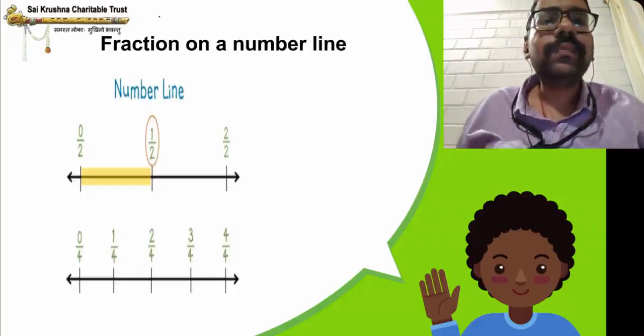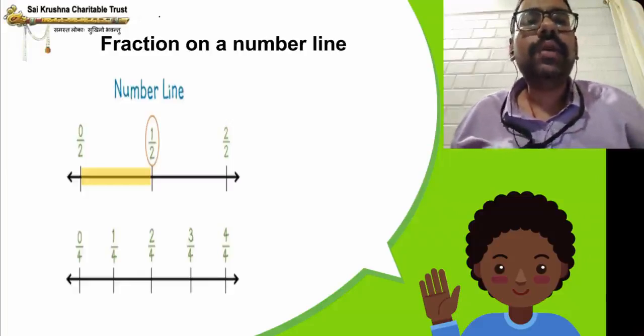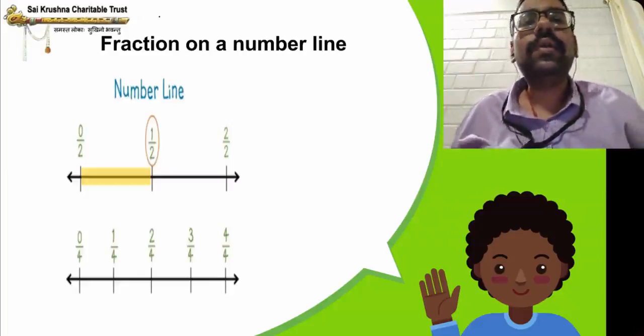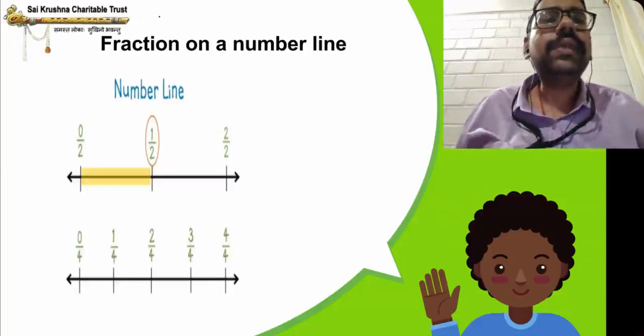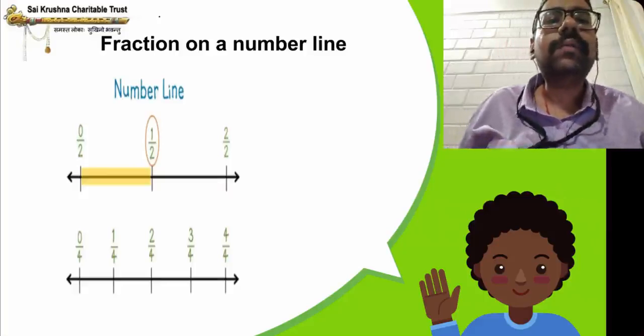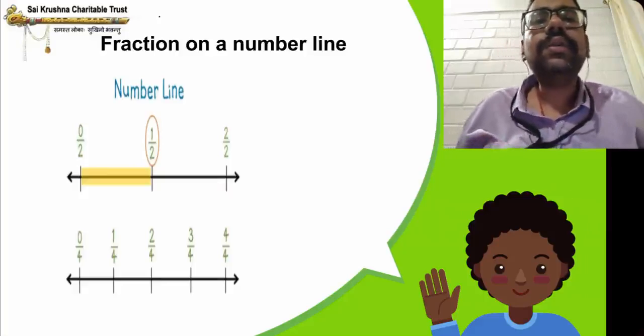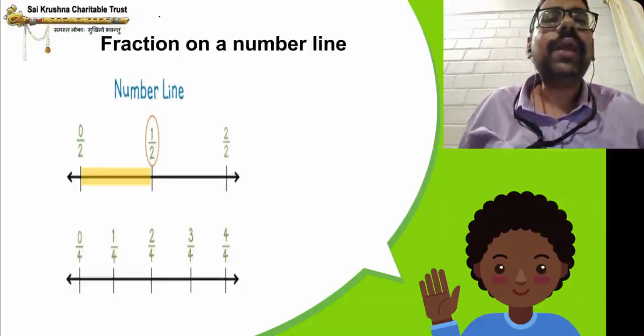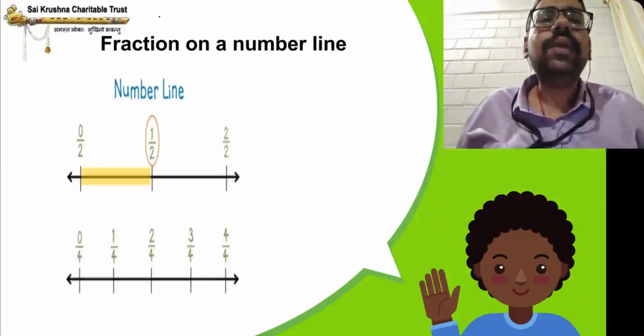Okay, next. Suppose you want to plot 1 by 4 on the number line. How will you plot? We start with 0 by 4. The 4 is used in the denominator. 0 by 4 is also 0. Don't get confused. 0 divided by any number is always 0.